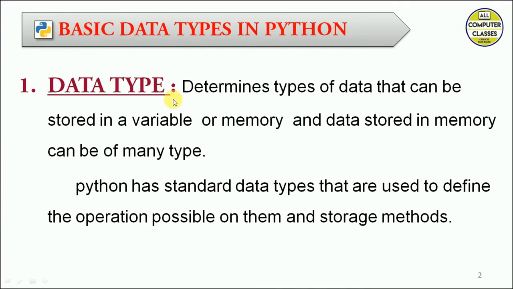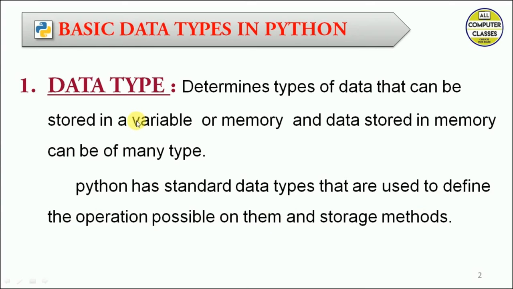Okay, so the data types determines types of data that can be stored in a variable or a memory. Okay, so data stored in a memory can be of many types. Okay, so Python has standard data types that are used to define the operation possible on them. Like if we are having a string type of data like alphabets, like this word, so a string or character, so we cannot just multiply them, right? So the type of data is used to define the operation possible on them. Okay, so that's how this data type work.